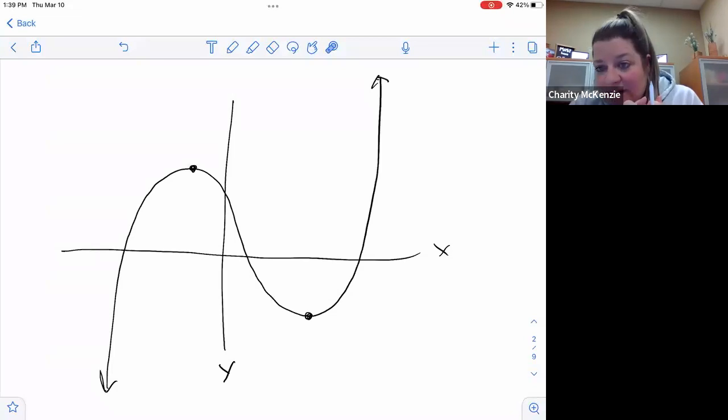I can also look at the derivative, and it will tell me that same thing. Where is it increasing? Where is it decreasing? Because in this section, the derivative will be positive, negative, positive.